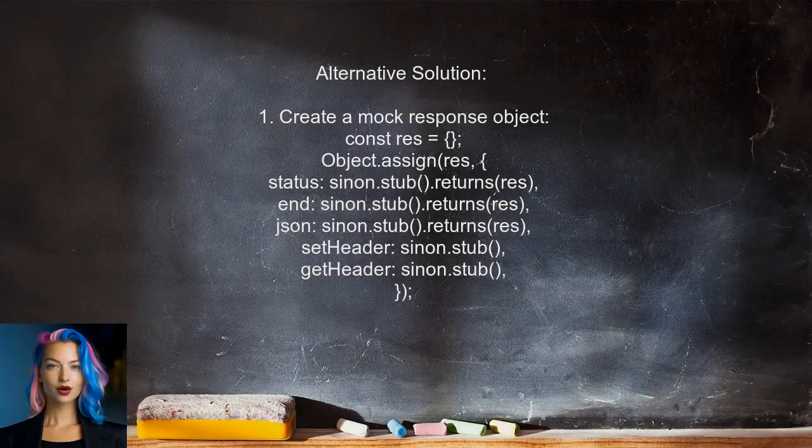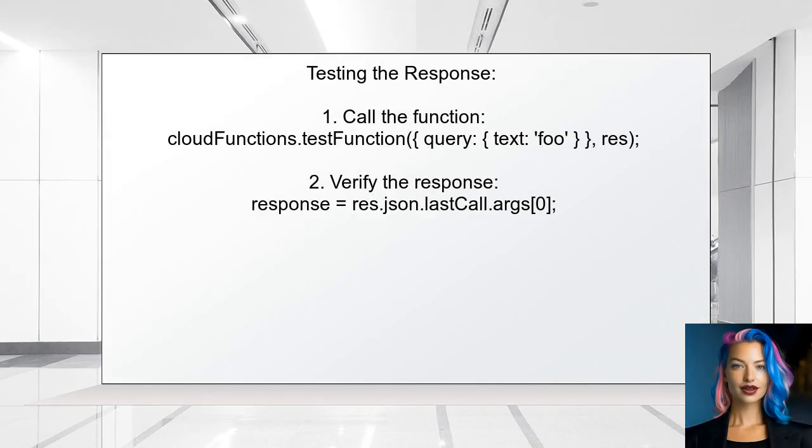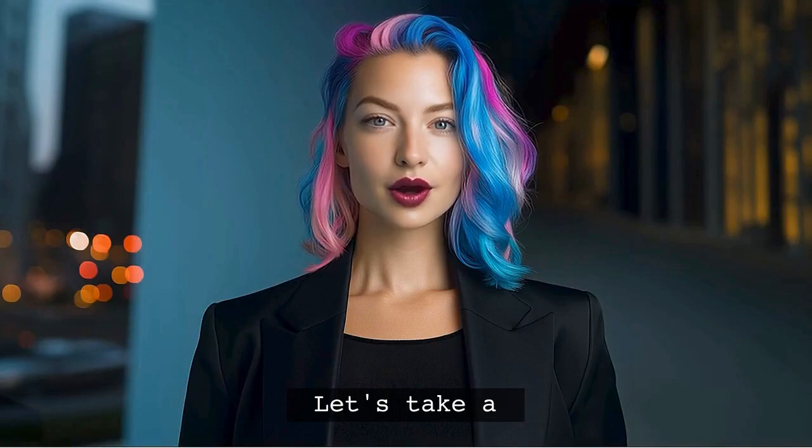An alternative approach to handling CORS errors involves using Sinon to create a mock response object. This user suggests defining a response object with methods like status, end, and JSON, all set as Sinon stubs. In your tests, you can invoke your cloud function with this mock response. After calling the function, you can check the response using the JSON method to verify the output. That's it for that answer. Let's take a look at another one.